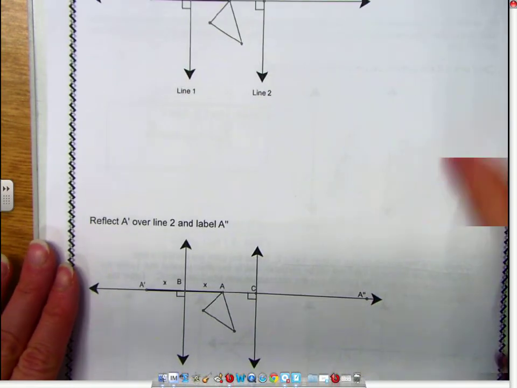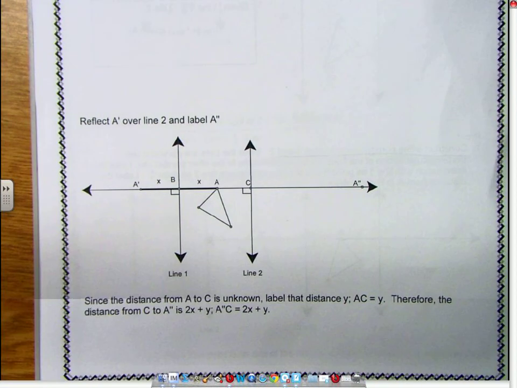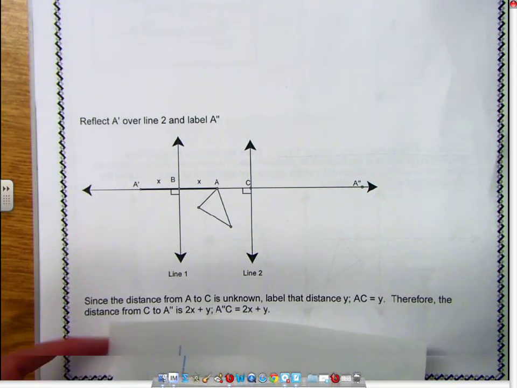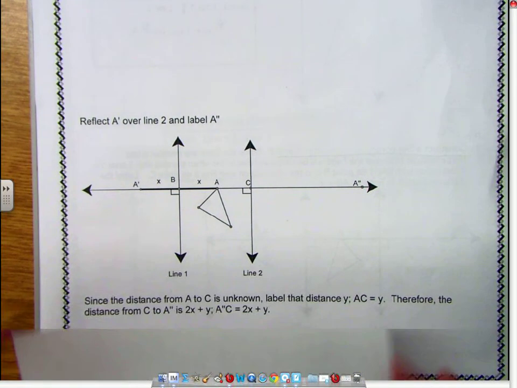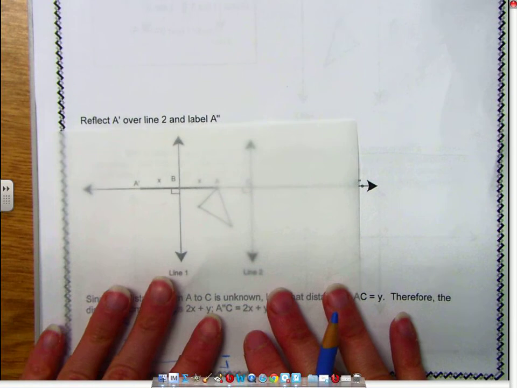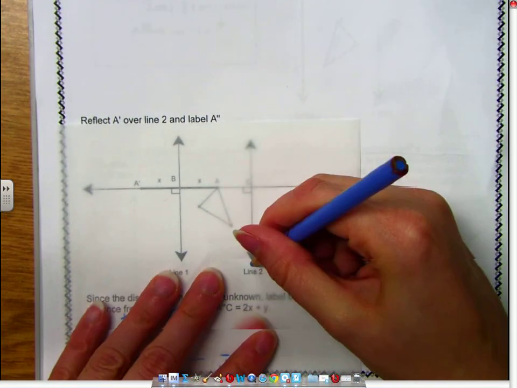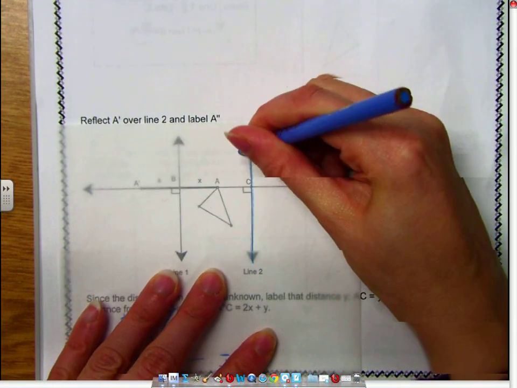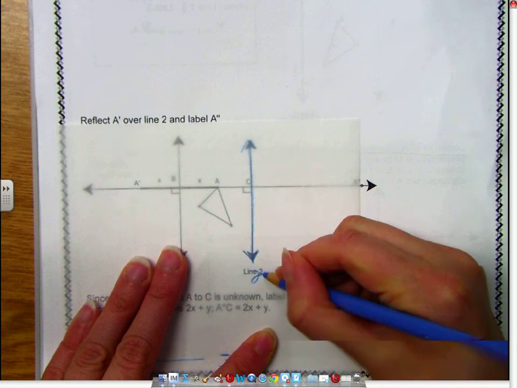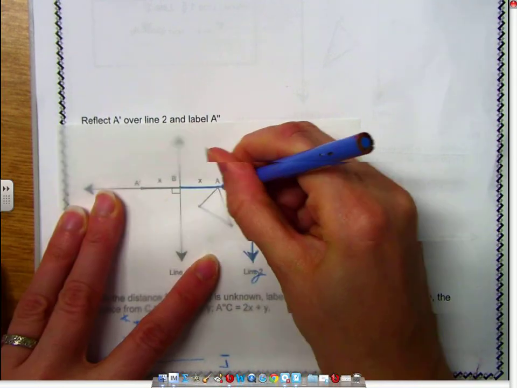This is where placement is really important. We're going to reflect A naught, okay, over line 2. So let's look at this. We're going to trace line 2. Make sure to label line 2. We've got all of this distance, right?